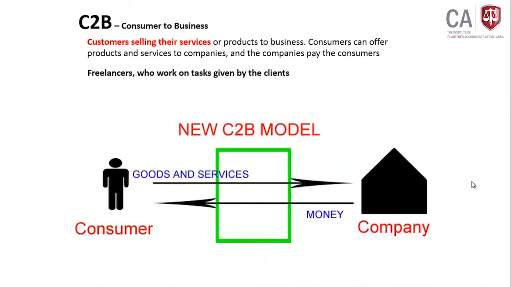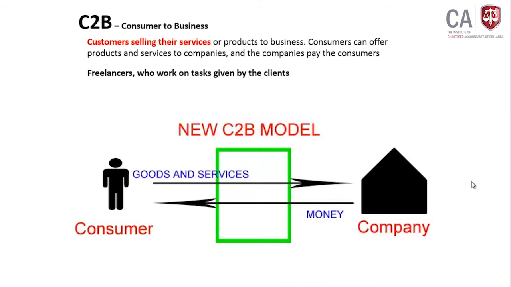Customer to business. Here, it is consumer to business, so customer to business. Both words can be used, consumer or customer. Customers sell their services or products to businesses. Consumers can offer products and services to companies, and the company pays the consumer.